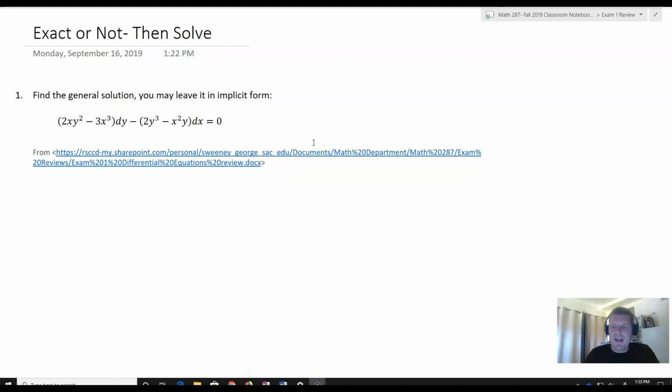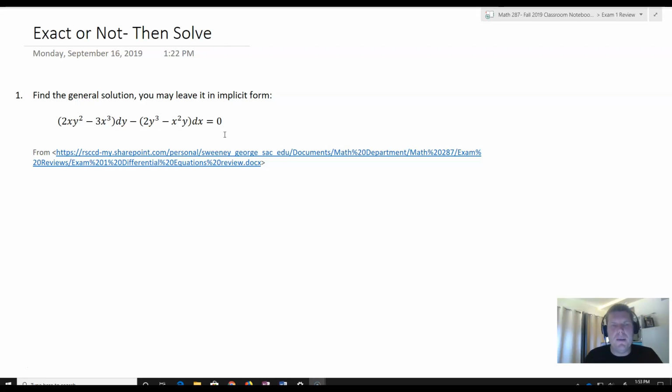Hi, this is Dr. Sweeney, and what we're doing here is we're working on some differential equations, and we're looking at how do I determine what kind of differential equation I'm looking at, and then how am I going to end up solving it. So what I have here is this differential equation, and on first glance, it looks a lot like it might be exact. Okay, it might be an exact differential equation.